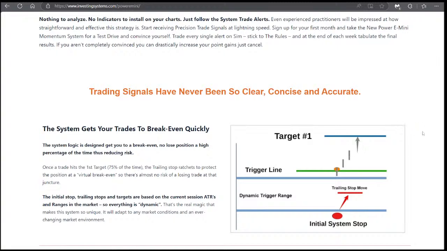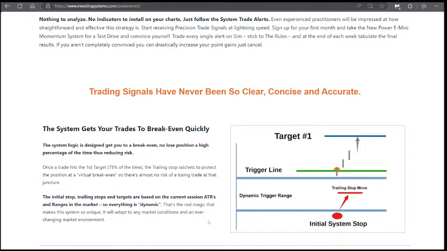Anyway, that's where the nuances I was talking about come in. Everything's based on the ATRs and the ranges in the market, so it's dynamic. When you get into extremely volatile market conditions, target one can be 8 or 10 points. And quite frankly, the stop compensates for that too. So that's what's so cool about this. Remember I said that we have a bunch of users that have been using the software for 2, 3, 4 years.